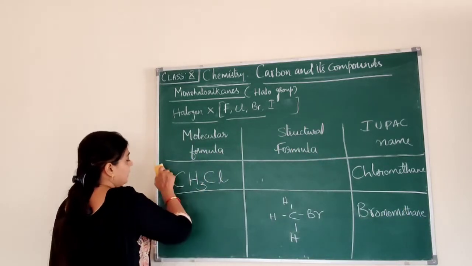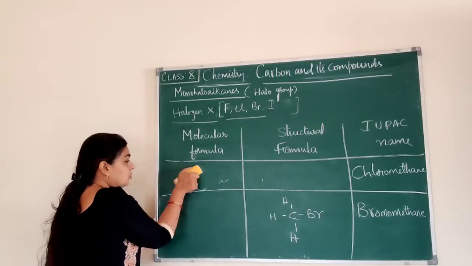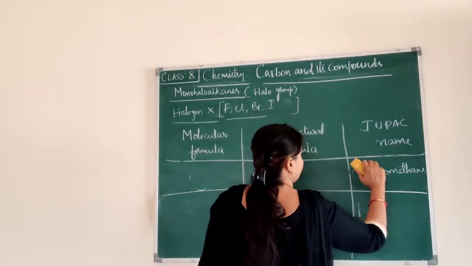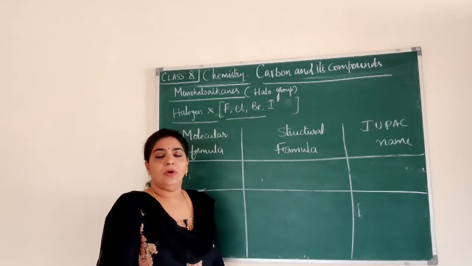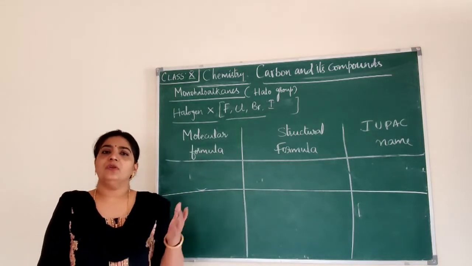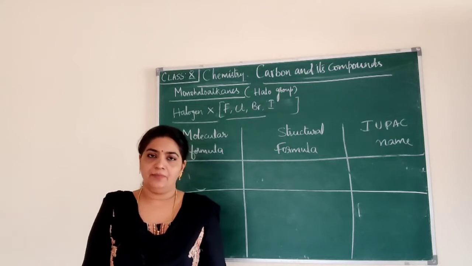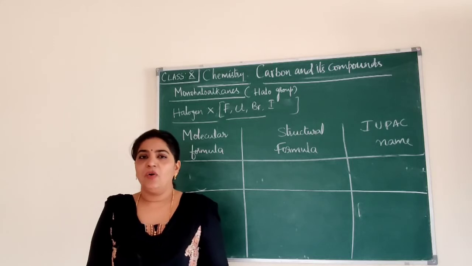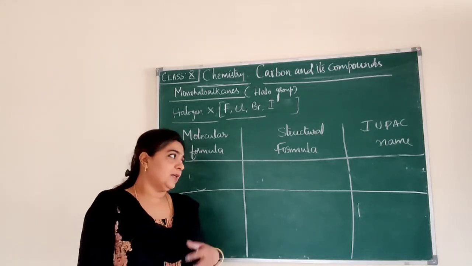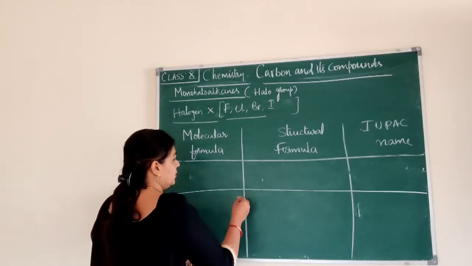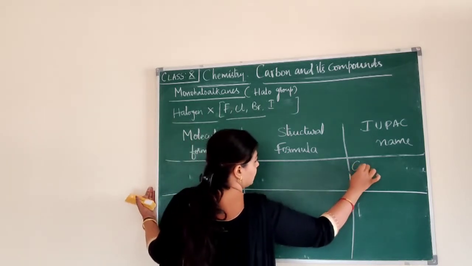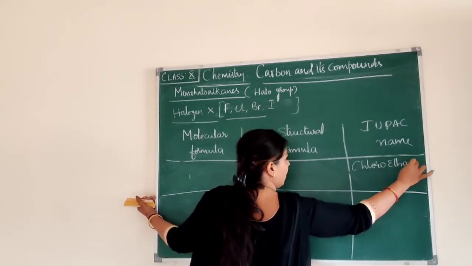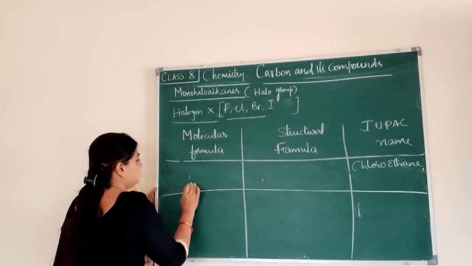Next, let us find out for a 2 carbon atom. So let us take ethane. If it is ethane, we will be writing chloroethane. If you are adding bromine to that, it will become bromoethane. So let me just write the IUPAC name, chloroethane.